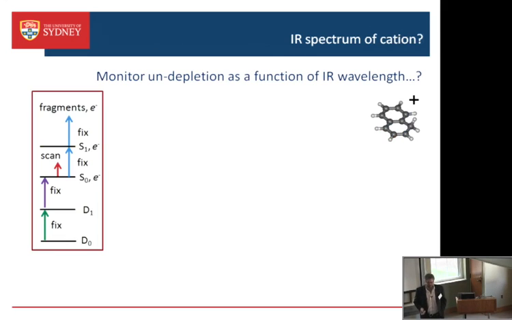We already have a pretty good depletion spectrum for the cation, where we fix these 2 lasers and then deplete the cation signal by fragmentation. If you can then intervene with an infrared pulse, one could protect cations from resonant fragmentation and then reveal the infrared spectrum of the cation. And this is what I had hoped to present at this meeting, but unfortunately it hasn't worked.